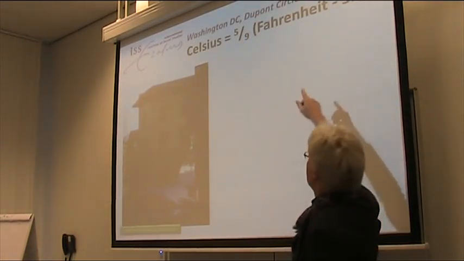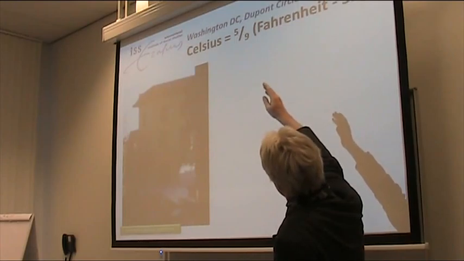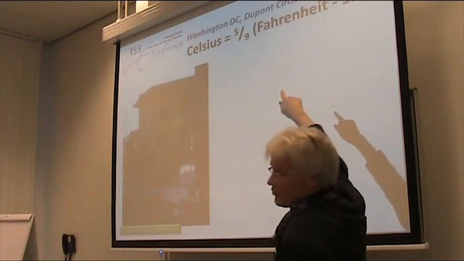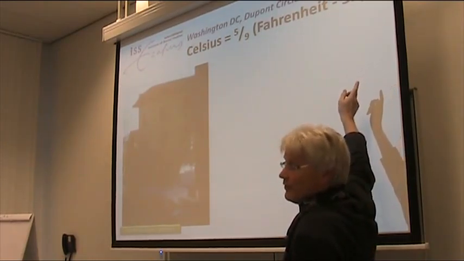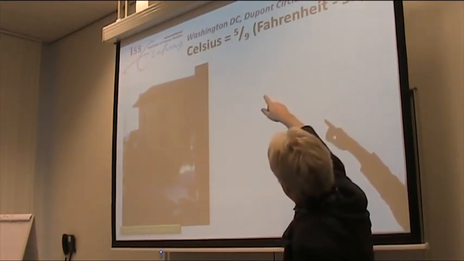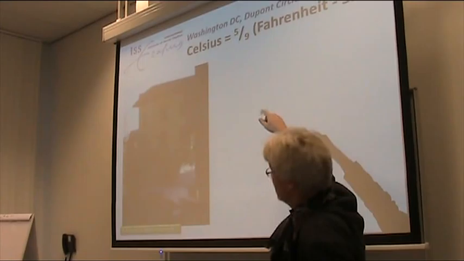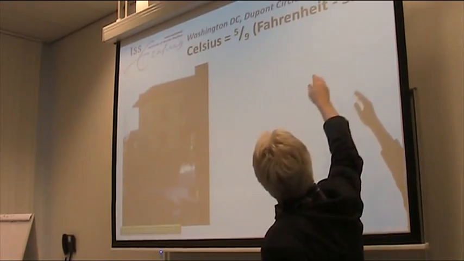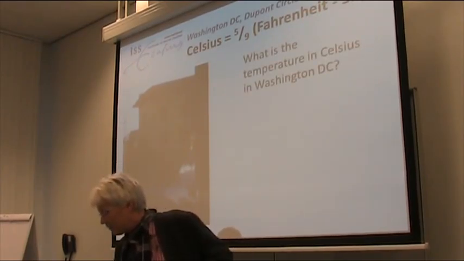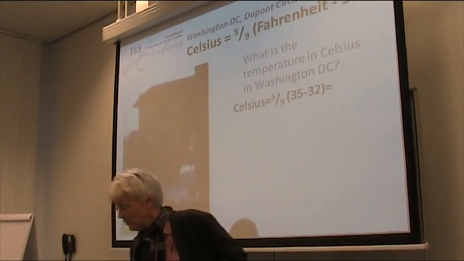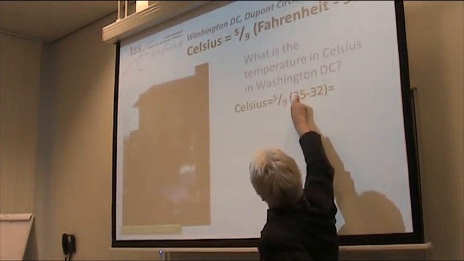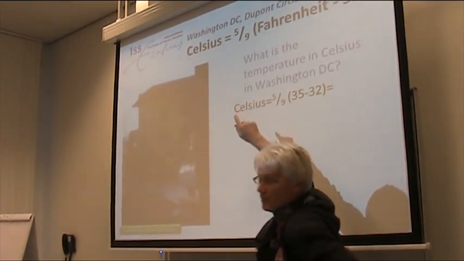And this is the formula for Fahrenheit, right? It says 5 over 9, which means 5 divided by 9, times the temperature in Fahrenheit minus 32, which is awfully complicated, but it is the formula, right? This is a ratio, or a fraction, and that's the formula. So there we go. What is the temperature in Celsius in Washington, D.C.? So now I substitute the 35. It's the same equation, right? Now I have to do the calculation.